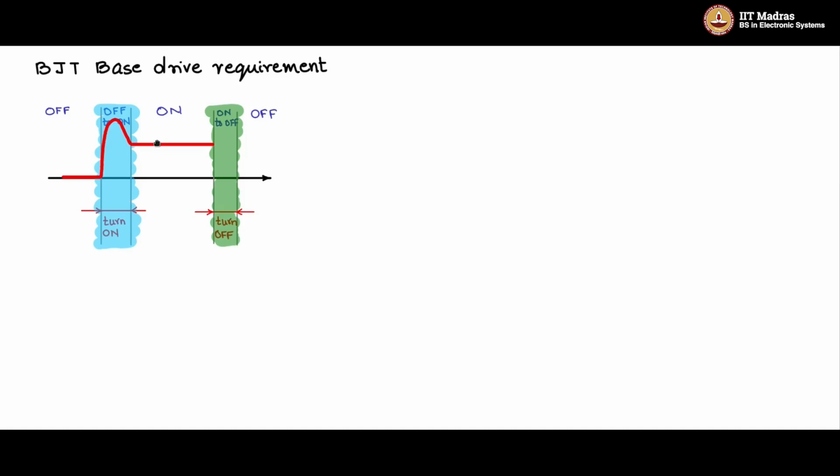You have to give a value of IB greater than IC by HFE sat or IC by beta, and then during the time when you want to turn off, you need to make it go negative. The base drive circuit should have sinking capability, and then it will settle and go back to 0 in the off state. So this will be the typical base drive current wave shape required for switching a BJT.